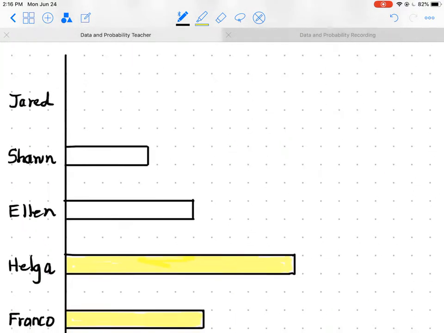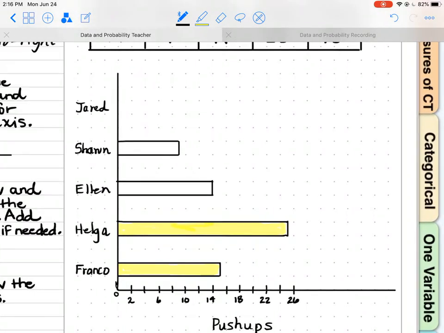And then Jared was pretty close to Helga. Jared's going to go all the way out. I'm going to have to do a little bit of, there's 22, so let's go in this way. Guys, a straight edge is your best friend right here. So, and then color those bars.